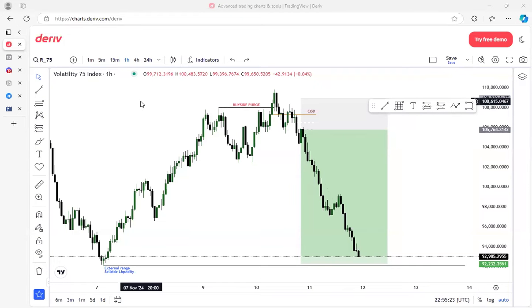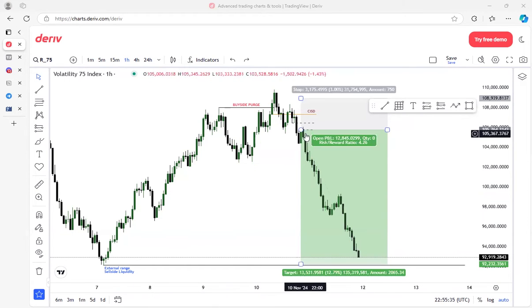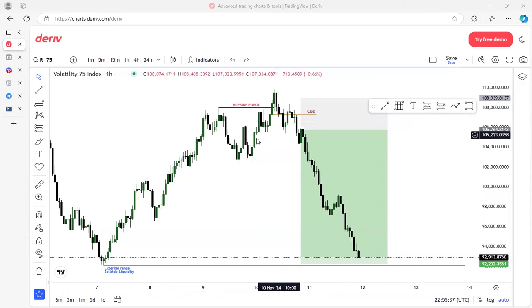Hello guys, this is going to be a quick breakdown of how we managed to catch this trade, which is Volatility 75. We have been showing Volatility 75 since yesterday. So this is how we managed to catch this trade.